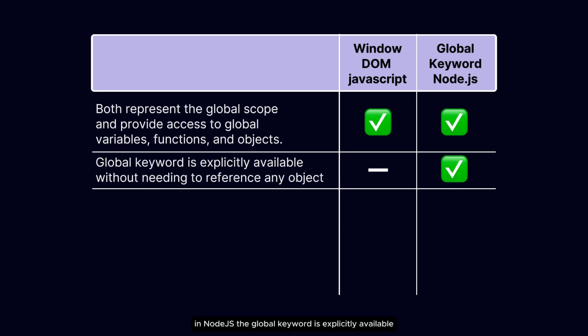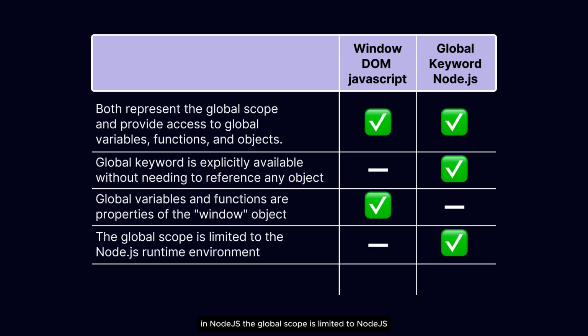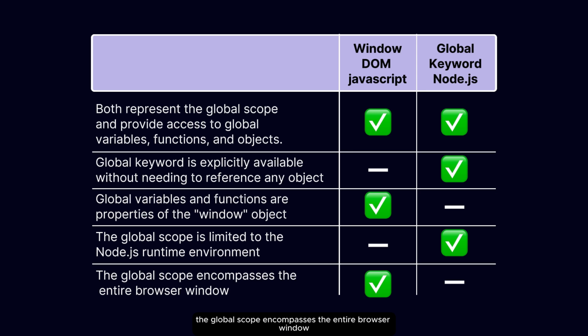In Node.js, the global keyword is explicitly available without needing to reference any object, whereas in DOM JavaScript, the global variables and functions are properties of the window object. That simply means that for you to access anything that is global, you need to make use of window dot, and then you access the property of the window object. In Node.js, the global scope is limited to Node.js runtime environments, whereas in DOM JavaScript, the global scope encompasses the entire browser window.